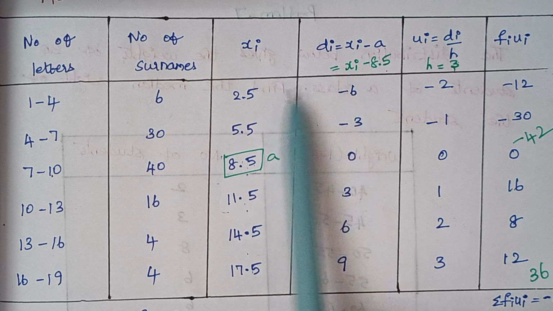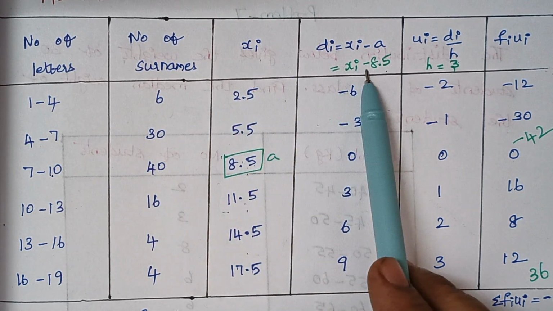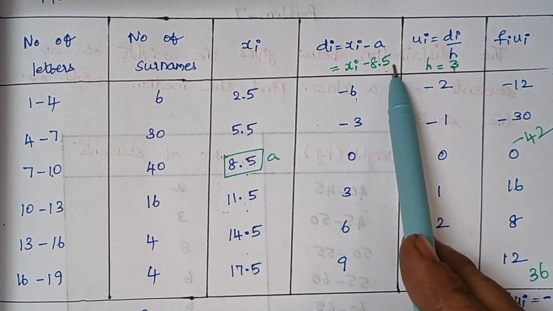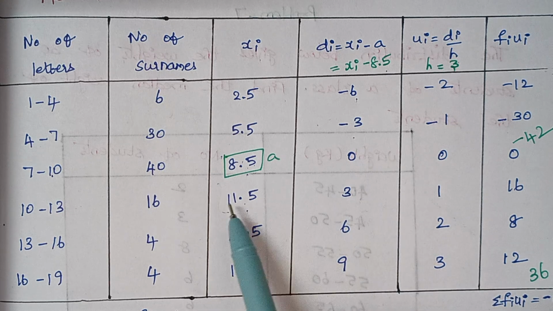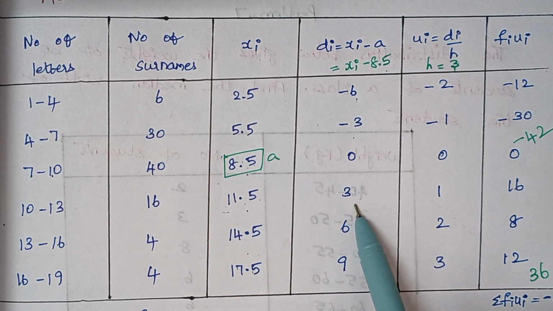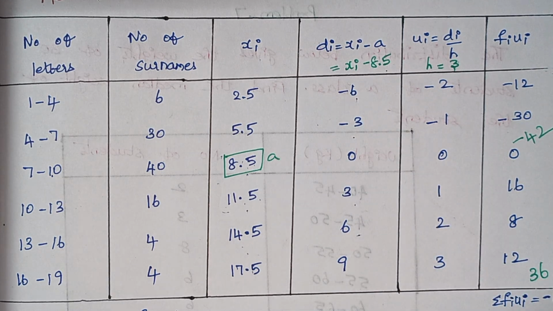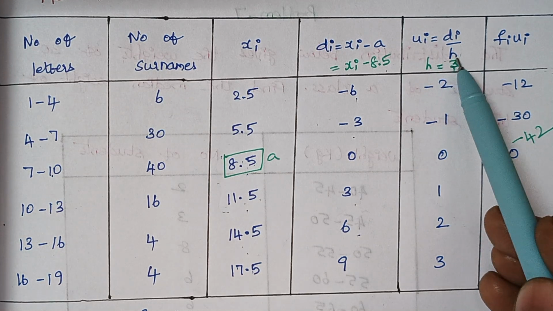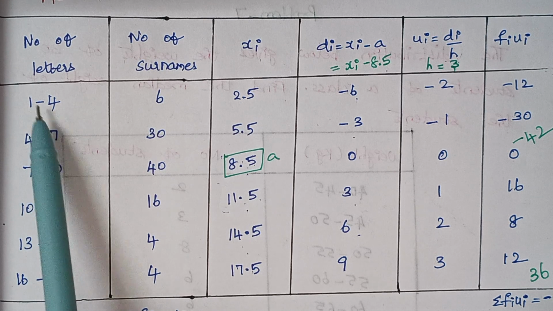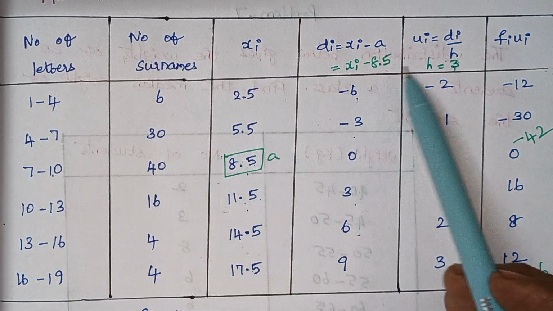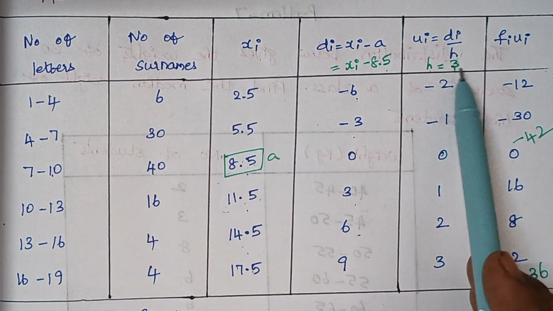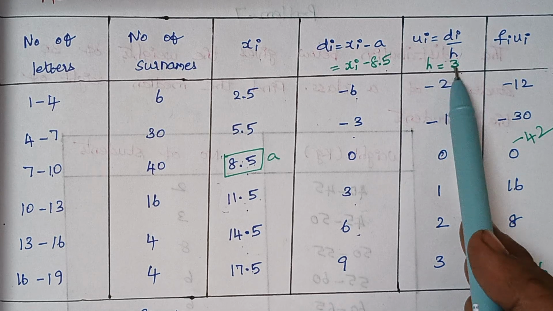Here the value of xi is 2.5. So 2.5 minus 8.5 gives minus 6. Similarly, 5.5 minus 8.5 gives minus 3. And similarly, 11.5 minus 8.5 gives 3. And 14.5 minus 8.5 makes 6. Similarly, just fill the column like this. And the next thing is di by h. h is nothing but the difference between the intervals. So 4 minus 1 is 3. So the value of h is 3. Just divide di by h. Here we have di, we know the value of h. So minus 6 by 3, minus 2.